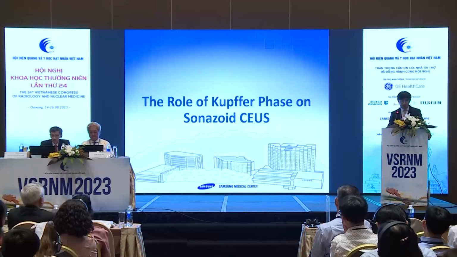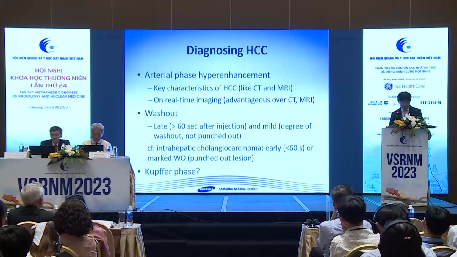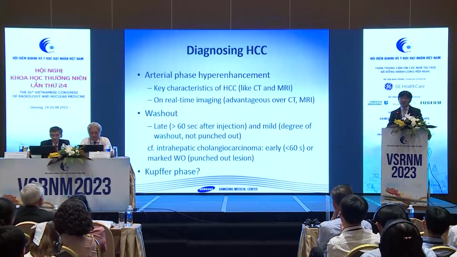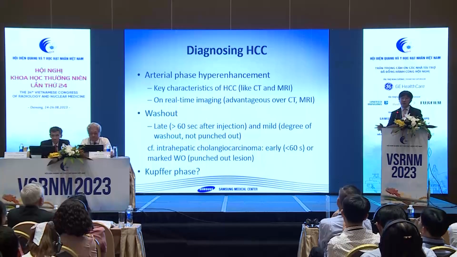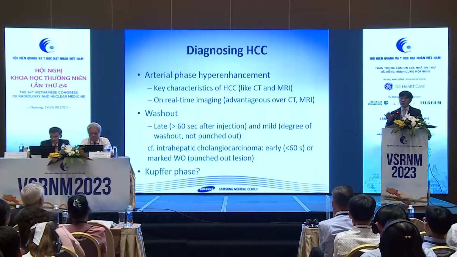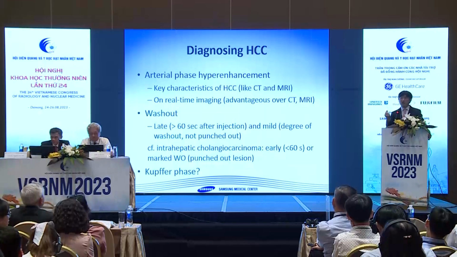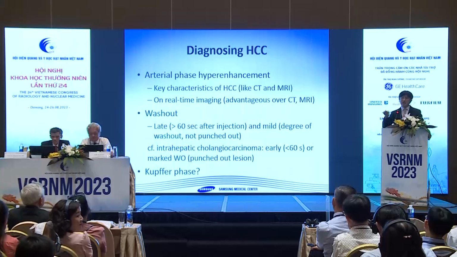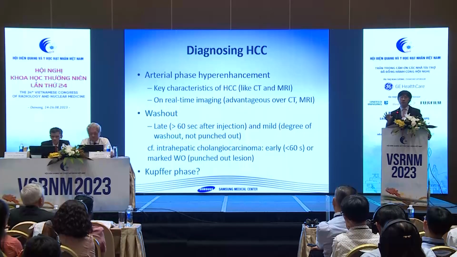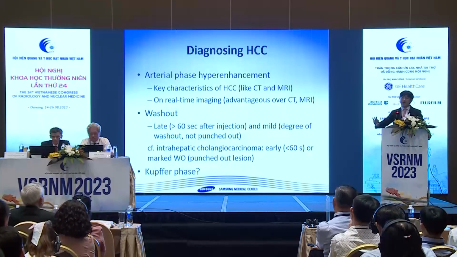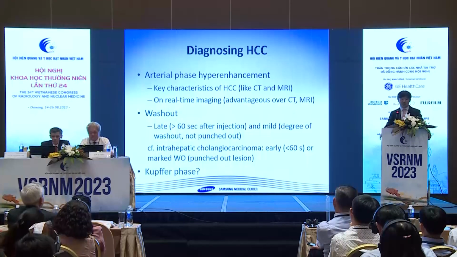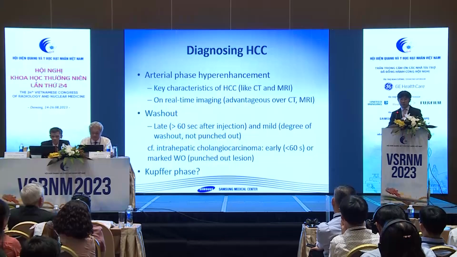Actually, the last topic is the role of the Kupffer phase on Sonazoid CEUS. CEUS is somewhat different from CT and MRI because the contrast agent for CEUS is a microbubble that stays just in the blood vessel. So it's a blood pool agent, and it does not diffuse into the extravascular area. So its characteristics are quite different from CT and MRI contrast agents, and the imaging findings are also different.